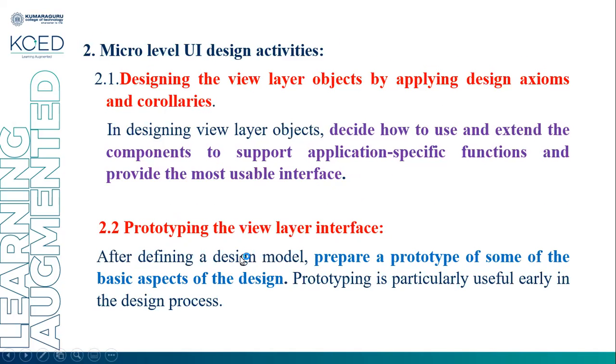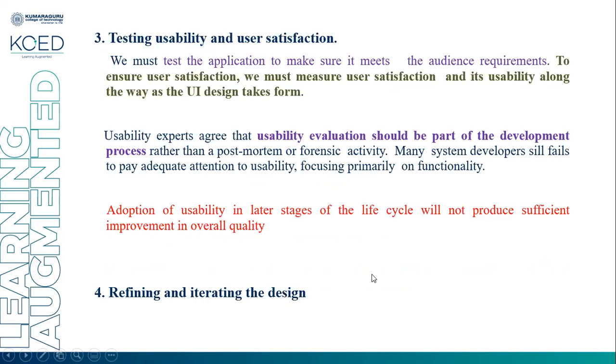After defining a design model, prepare a prototype of some basic aspects of the design. Prototyping is particularly useful in the design process. Next, test the usability and user satisfaction. You must test the application to make sure that it meets the audience requirement, ensuring user satisfaction and usability along with the way the UI design is taken. Usability experts agree that usability evaluation should be a part of the development process.